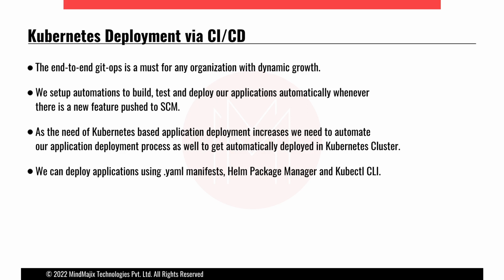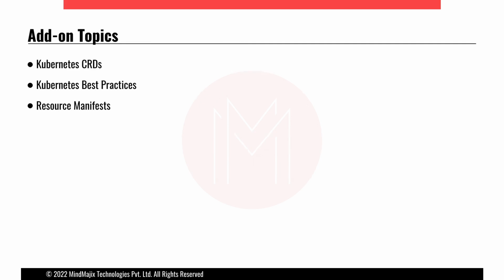And then the kubectl CLI. kubectl is basically the CLI of Kubernetes, where we run kubectl commands, Kubernetes CLI commands, and we update. So in this training, we'll talk about add-on topics, like how CRDs work in Kubernetes. CRDs are custom resource definitions, where we create our own Kubernetes APIs and our own Kubernetes-based resources.